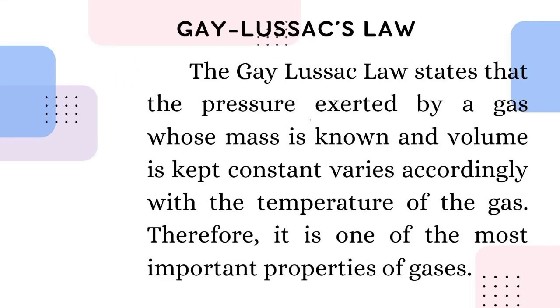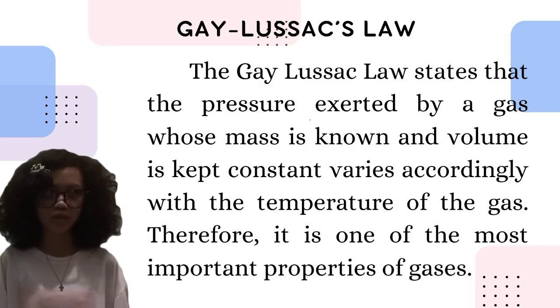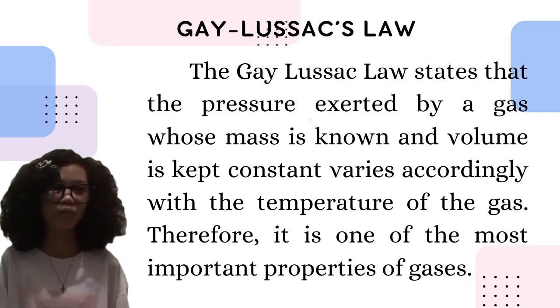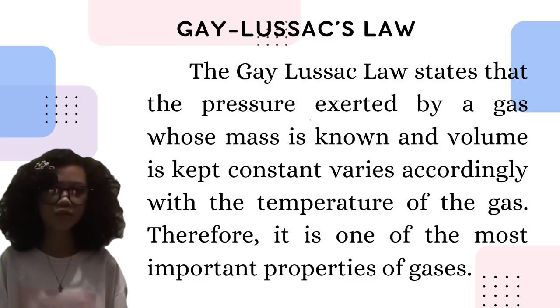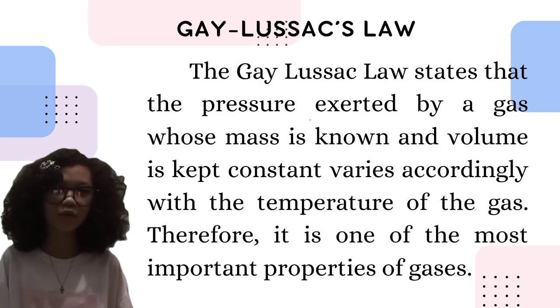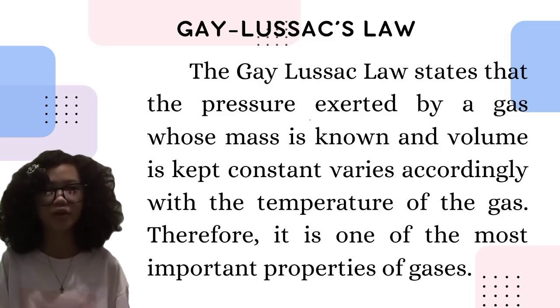Gay-Lussac's law. Gay-Lussac's law states that the pressure exerted by a gas whose mass is known and volume is kept constant varies accordingly with the temperature of the gas. Therefore, it is one of the most important properties of gases. The definition of Gay-Lussac's law describes the relationship between pressure and temperature in gases. It states that, at constant volume, the pressure of a gas is directly proportional to its absolute temperature.